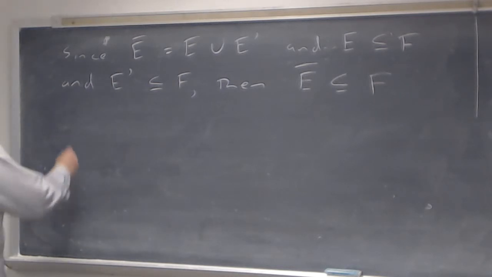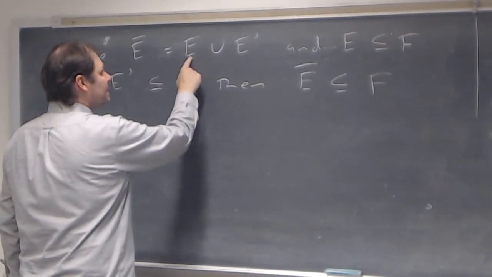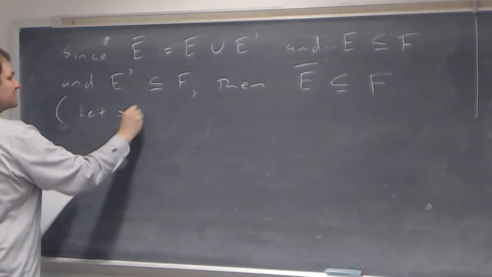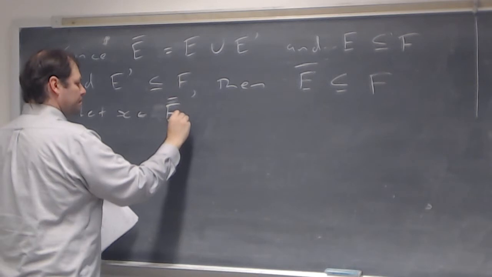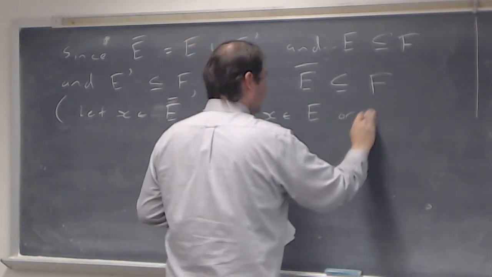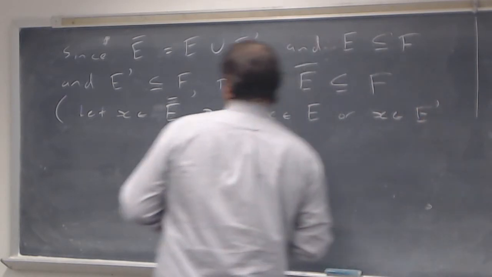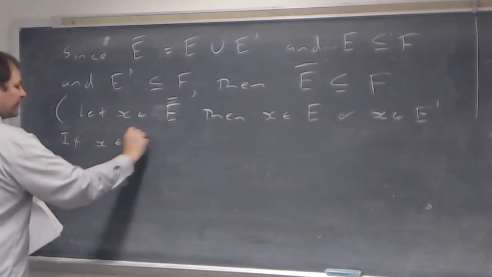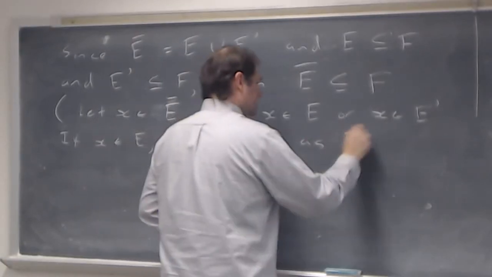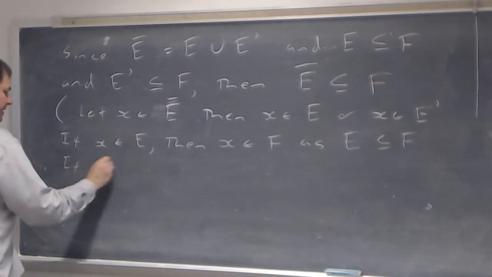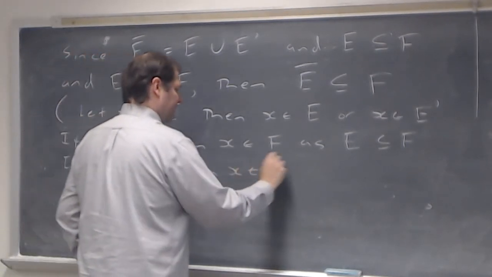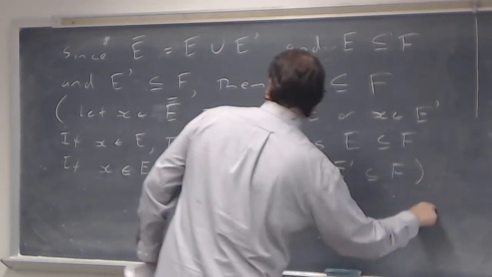Here I'm just going to say in parentheses, well, look, if one set's contained in F and another set's contained in F, if you union them up, that set's contained in F. So if we let X be an element of E closure, then X is an element of E, or X is an element of the limit points of E. If X is in E, then X has to be in F, as E is a subset of F. If, on the other case, X is an element of the limit points of E, then X is an element of F as the limit points of E are contained in F. Hopefully that's helpful.